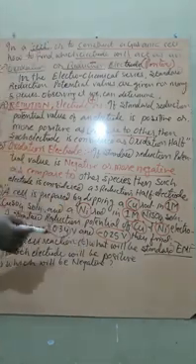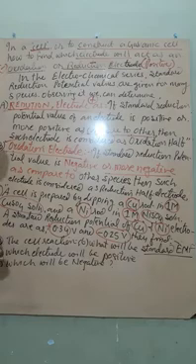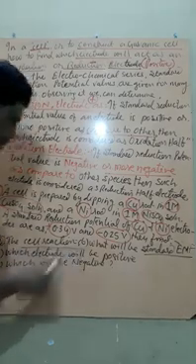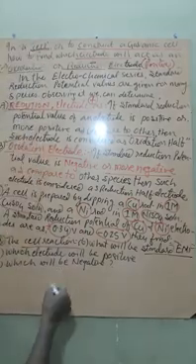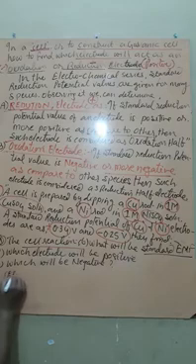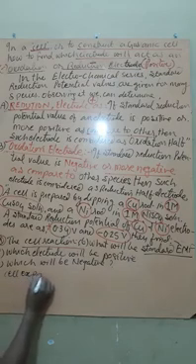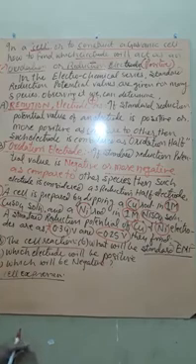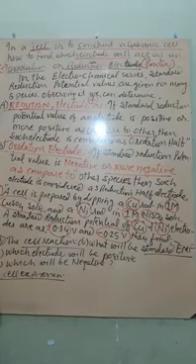Now some questions are given on the basis of it. Question number 1: write the cell reaction. How to write the cell reaction? First, the cell expression. How to write the cell expression? First the more reactive and then the less reactive. Which one will be more reactive? The one which is getting oxidized.